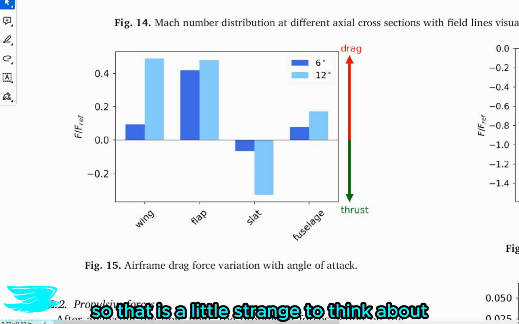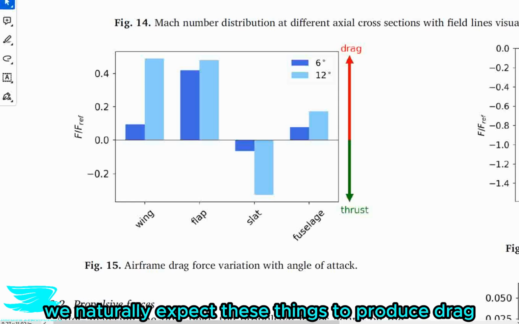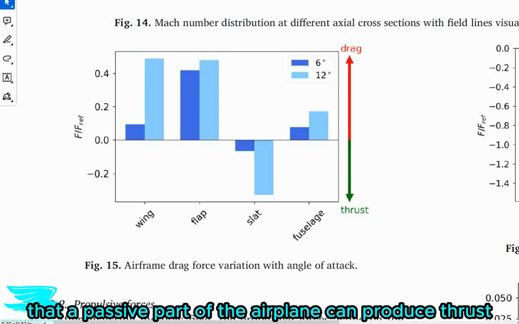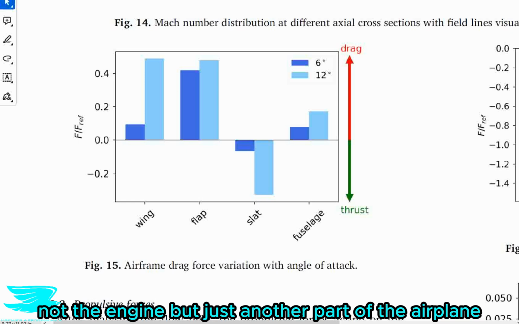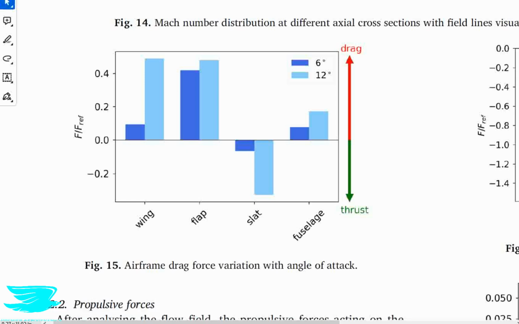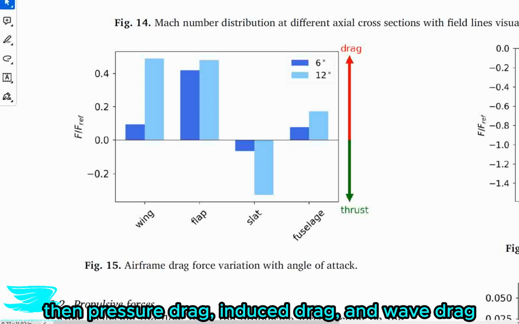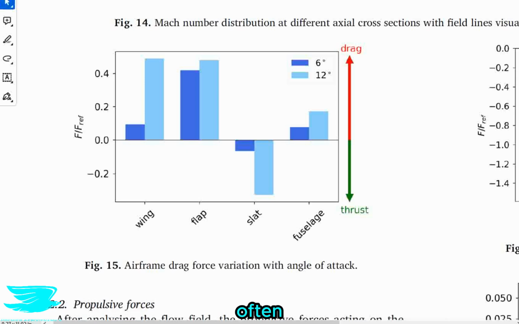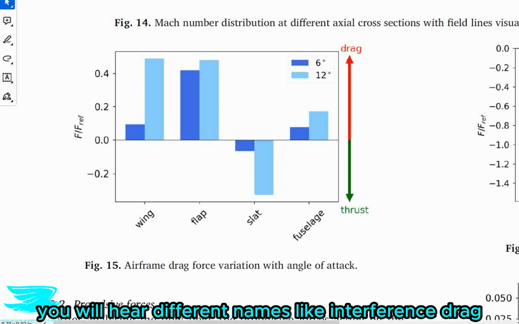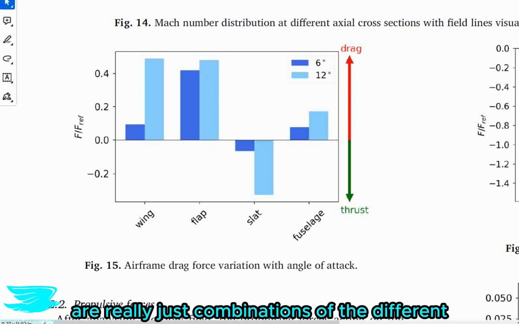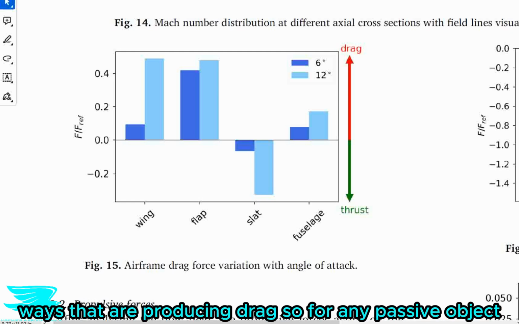So that is a little strange to think about because first, we naturally expect these things to produce drag. But let's consider if it's possible that a passive part of the airplane can produce thrust, not the engine, but just another part of the airplane. So when it comes to drag of an airplane, there are 4 main components. There is the skin friction drag, the pressure drag, induced drag, and wave drag. Often you will hear different names like interference drag, for example, but those names are really just combinations of these different ways of producing drag.